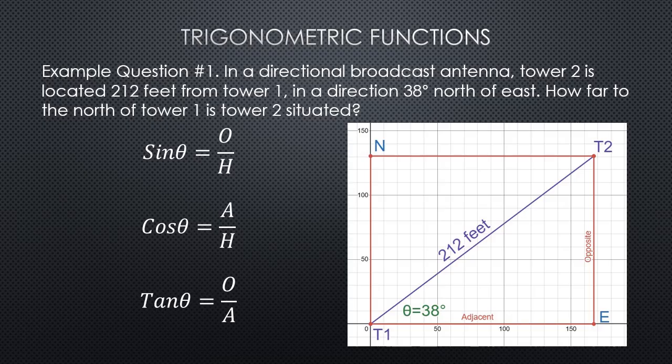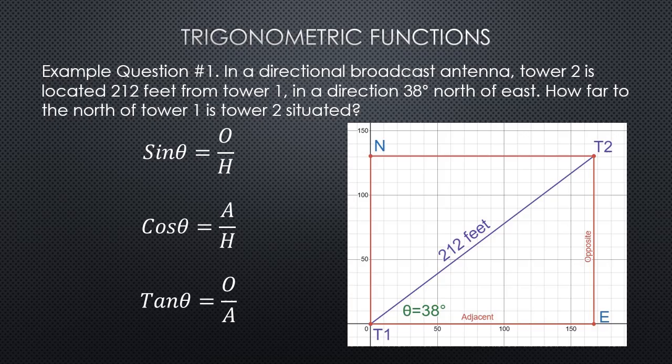We need to review our formulas. So we see that sine of theta is equal to opposite over hypotenuse. Cosine of theta is equal to adjacent over hypotenuse. And tangent of theta is equal to opposite over adjacent. So we've got the opposite and the adjacent, so which one is the hypotenuse? The hypotenuse is the 212 feet. So now we know basically all of our sides of the triangle.